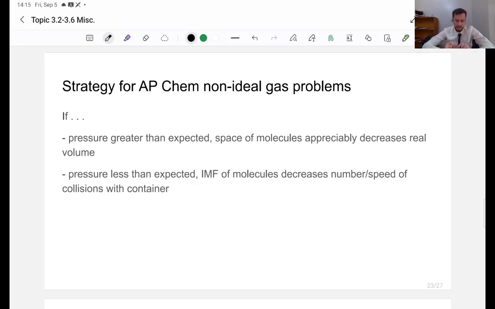If pressure is greater than expected, the space of molecules appreciably decreases real volume. So if the question indicates pressure is greater than expected, the answer you're going to give is that the molecules' space is decreasing the real volume because the molecules are taking up space. If it says that the pressure is less than expected, it's the intermolecular forces of the molecules. It's either this or that, okay? So read that again, but those are the two explanations. They don't complicate it too much from what I've seen.